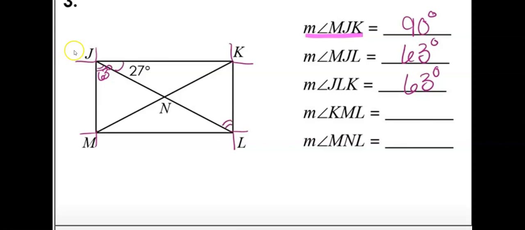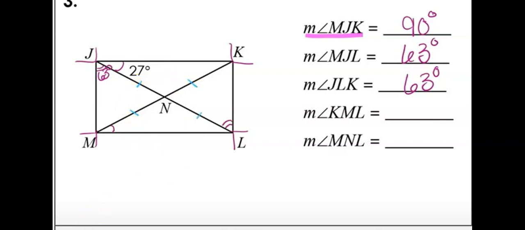All right, so we've got 2 more. Let's check out the measure of angle KML. If you notice here, since we know the diagonals are congruent, that's why I put these blue little lines.